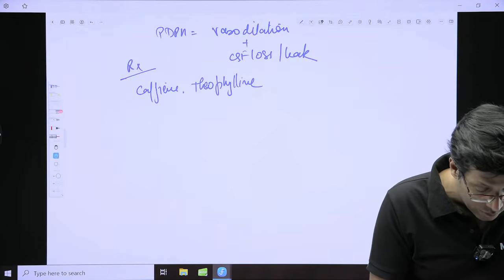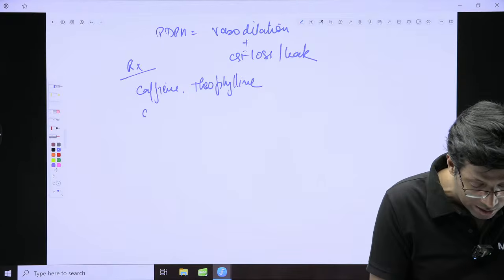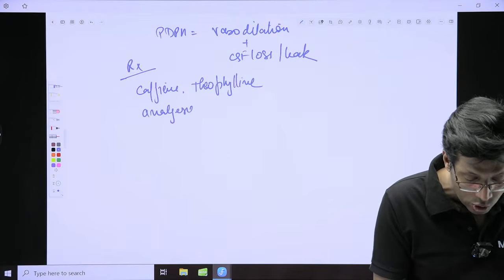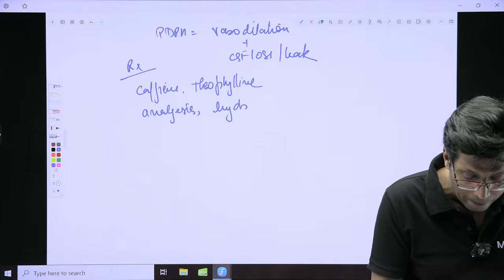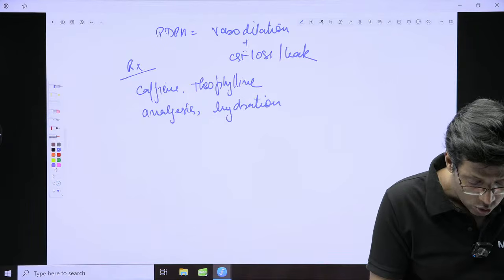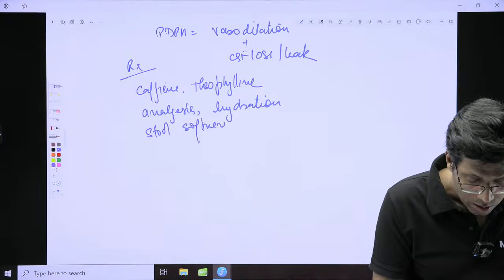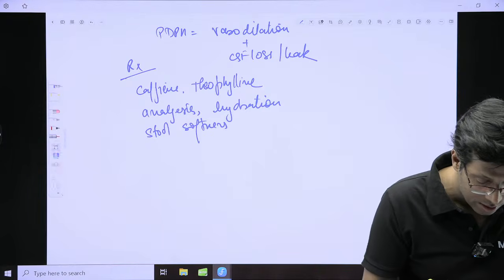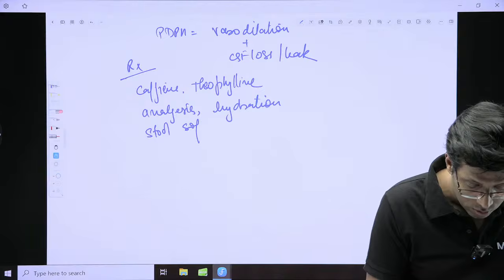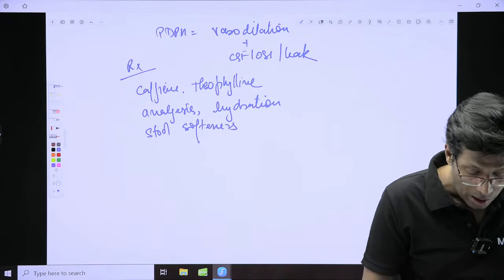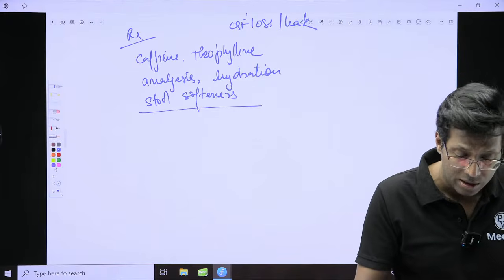So you're supposed to give stool softeners also. Of course, there are analgesics you will give. You will maintain hydration. All these drugs are given. Stool softeners are given. Now, apart from that, these are the first line treatment.